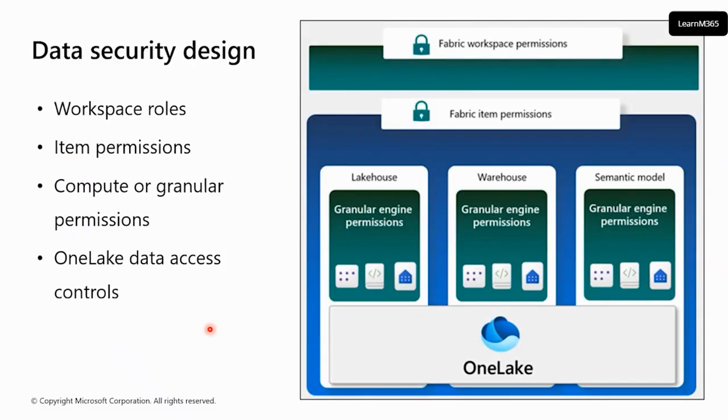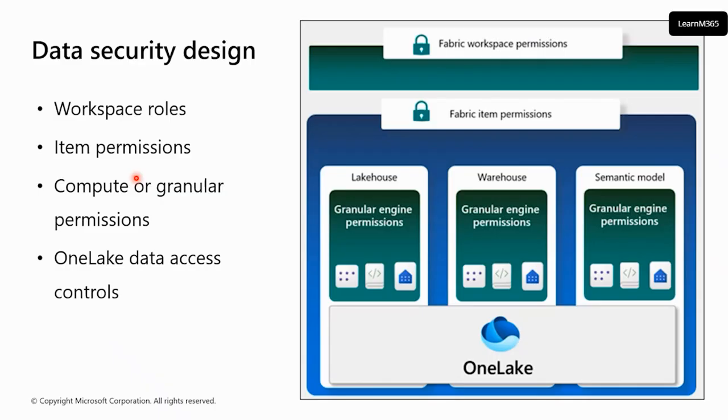Now, this is basically how the data security design looks like. It is very helpful to envision these building blocks in a hierarchy so that we understand how these access controls can be applied individually or together also. So I'm going to tell you what are these workspace roles, item permissions, what are these compute permissions. These things I'm going to discuss one by one with you.